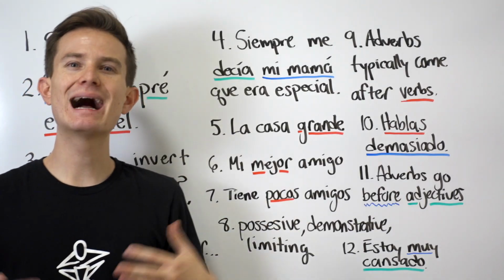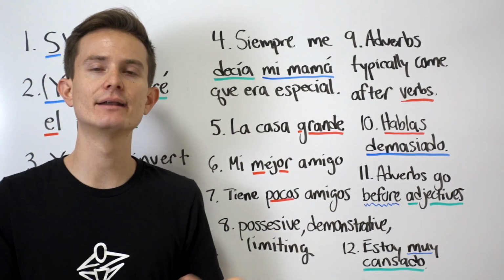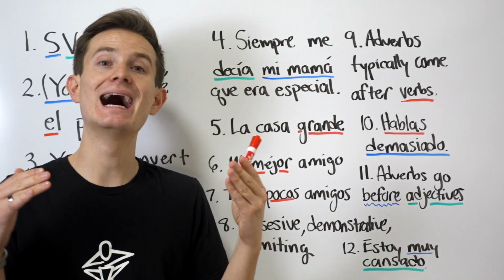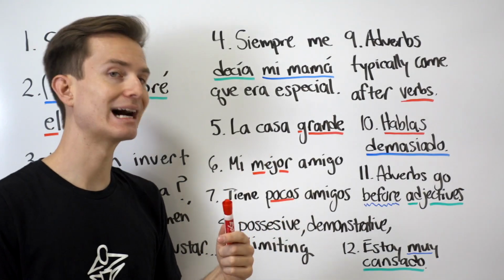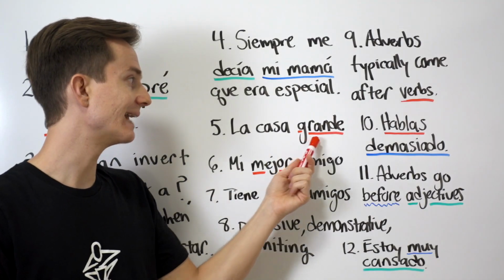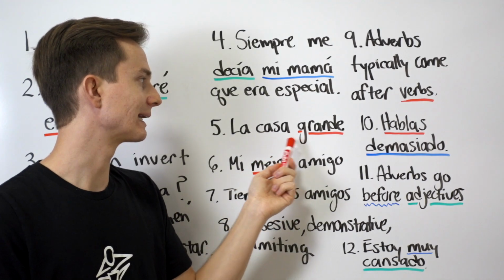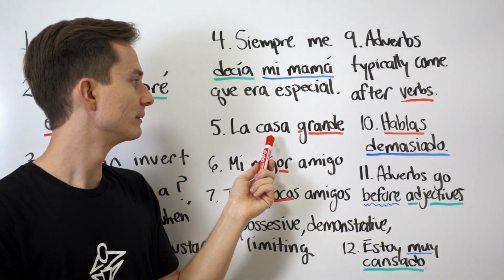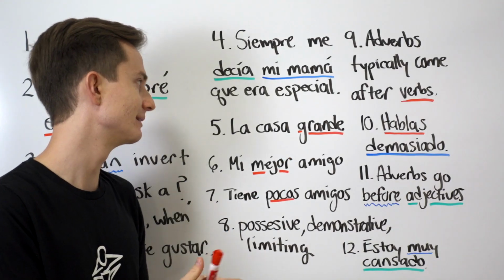Now, when it comes to adjectives, why do we say la casa grande and not la grande casa? Well, in Spanish, adjectives come after nouns. So remember, a noun is a person, place, or thing, and an adjective is modifying that noun. So, la casa grande, the big house, okay? So that's the general rule in Spanish. The adjective comes after the noun.